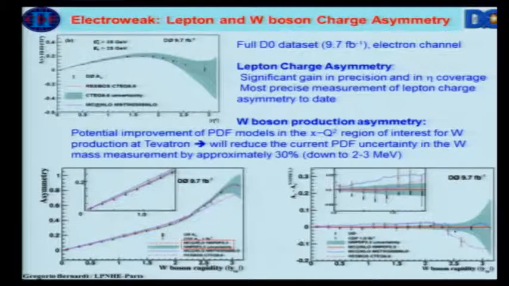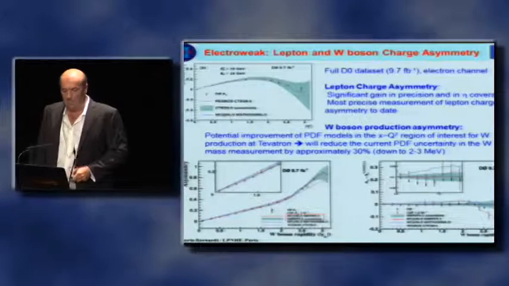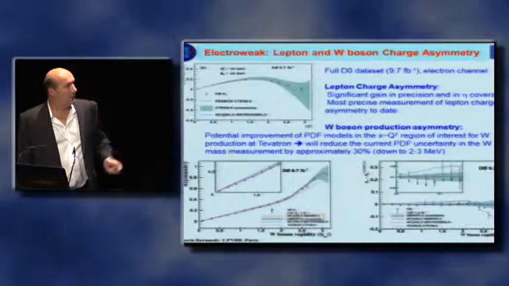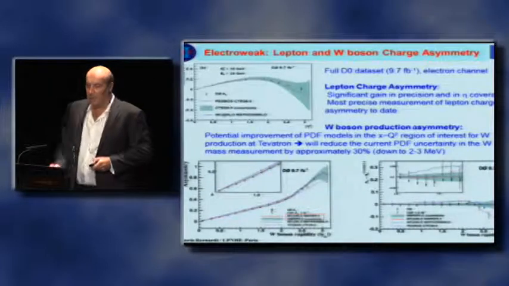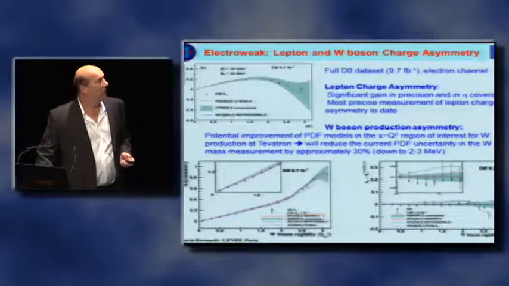You see here the ratio. You see that indeed NNPDF and MC10O plus NNPDF give a good description. This is the red one, while other ones like old PDFs are clearly ruled out. And so there is a potential improvement of PDF models in the x-Q² region of interest for the W production that we are doing at the Tevatron, and this will reduce by approximately 30% our error on the PDF down to 2-3 MeV, so this is quite crucial, as we will see later.